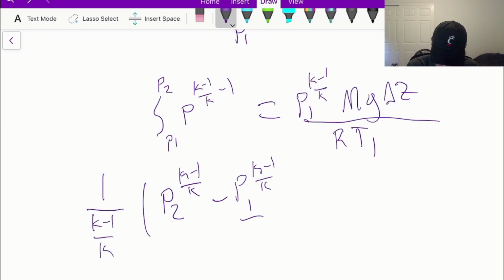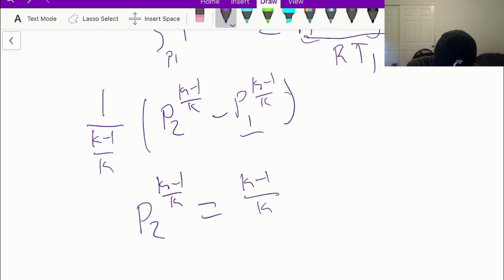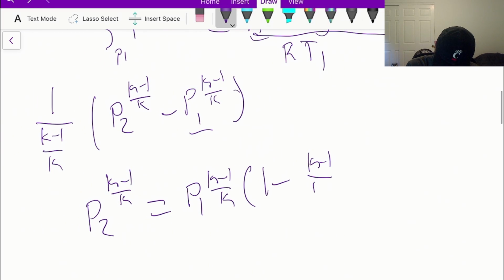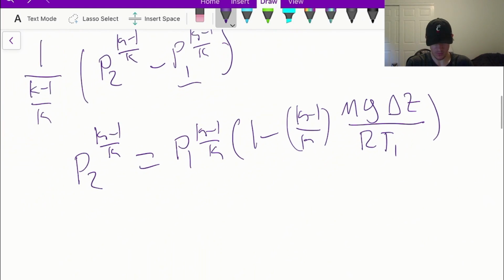And already we recognize that this right there and that right there are both the same, so we're going to move that onto the right-hand side along with our constant out in front. So once we do that, we get P2 left by itself. We get that times 1 minus K minus 1 over K, and then the molar mass times gravity times delta Z over R T1, like that.